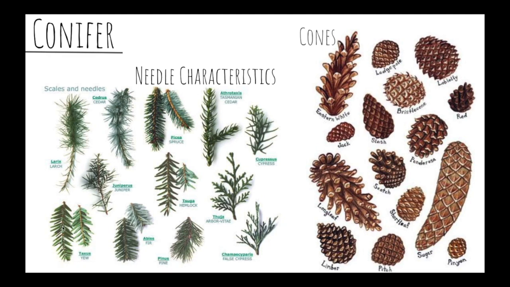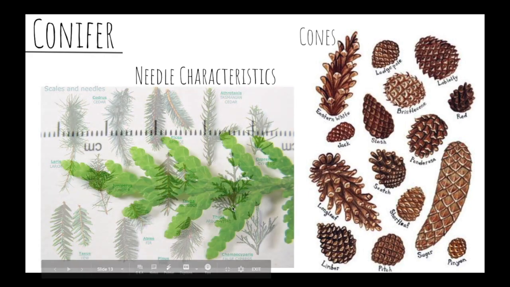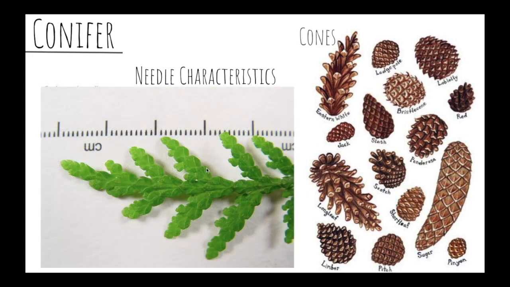We can also have needles that are described as scaly. So if you look at this thuya plant, and we'll do a close-up right here, you can see that they're composed of smaller leaves that put together kind of give a scaly look.